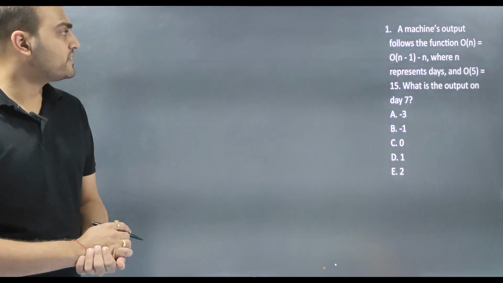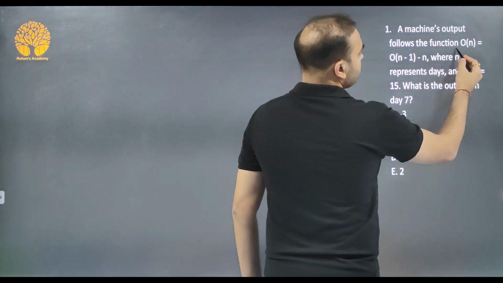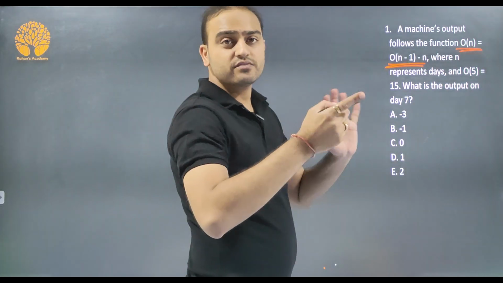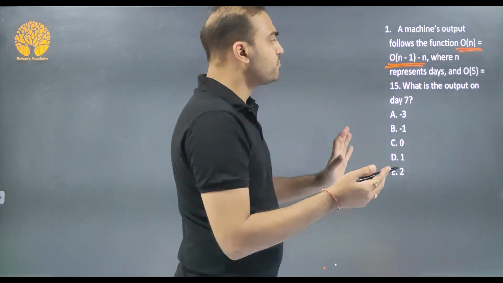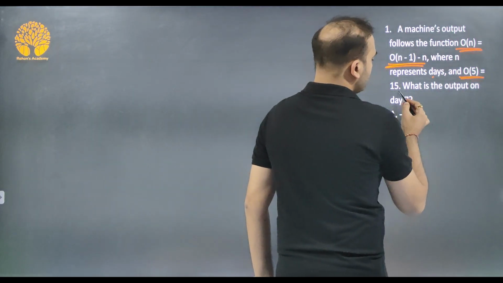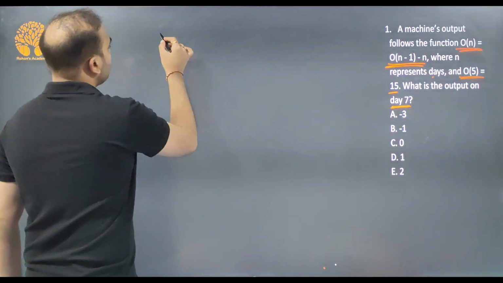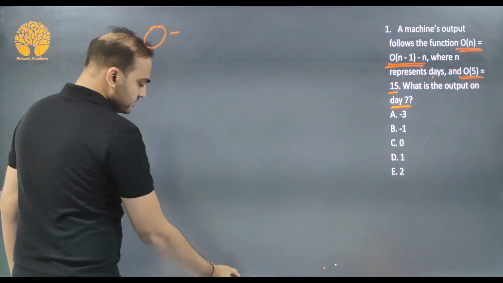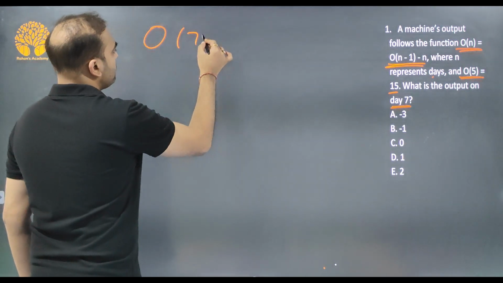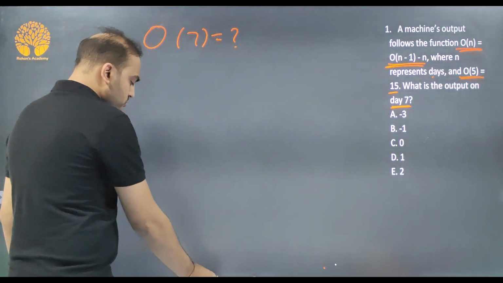Alright, moving on to the questions then. So see, we have the machine's output follows the function. This looks like your sequence function, where a sequence is provided, where n represents days. O5 is given to us and they are asking us what is O7.